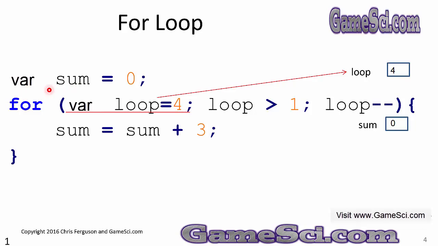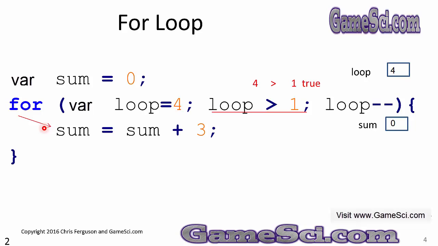Sum is declared before the loop, so sum would be valid after the loop. Loop is declared inside, so it's only good inside the loop. I'm going to initialize loop to 4, and it's going to control how many times I spin in the loop. With a 4 in the variable, 4 greater than 1 is very much a true statement. 4 is bigger than 1. We know when this statement is true, what happens?